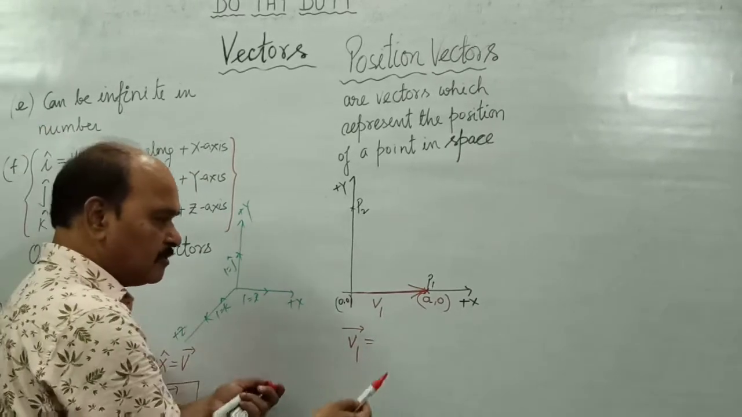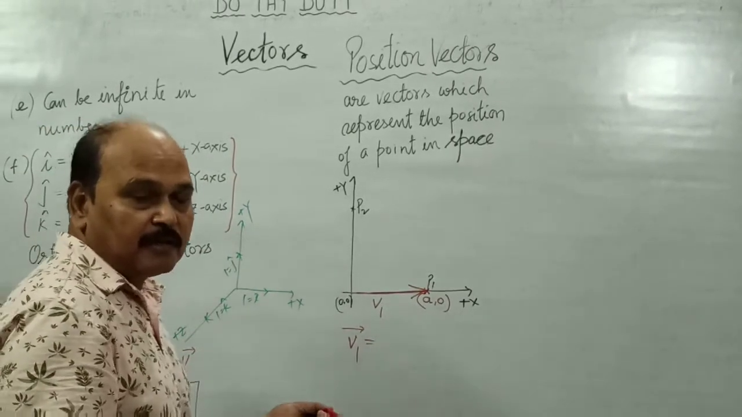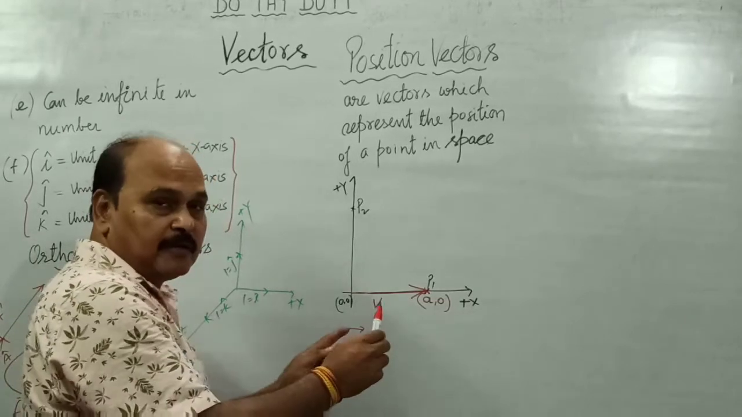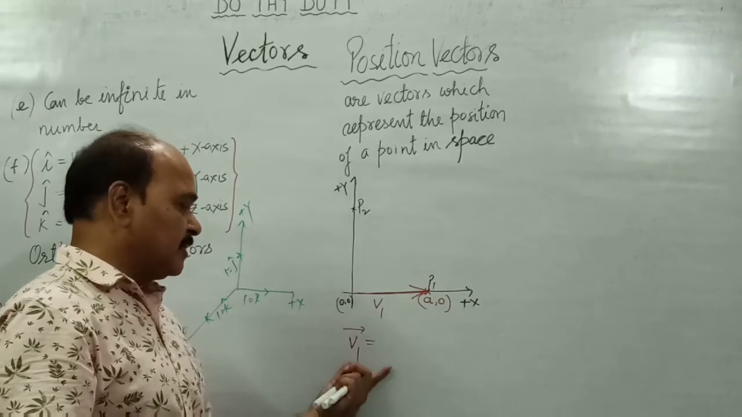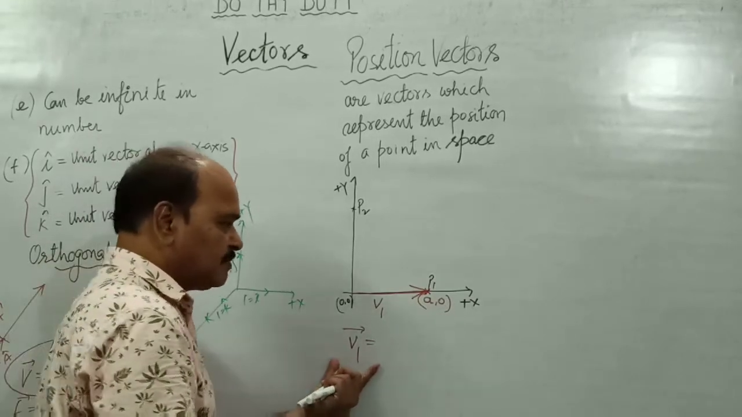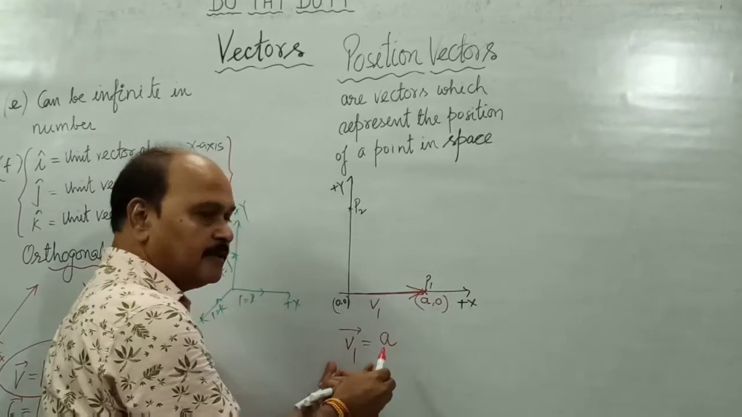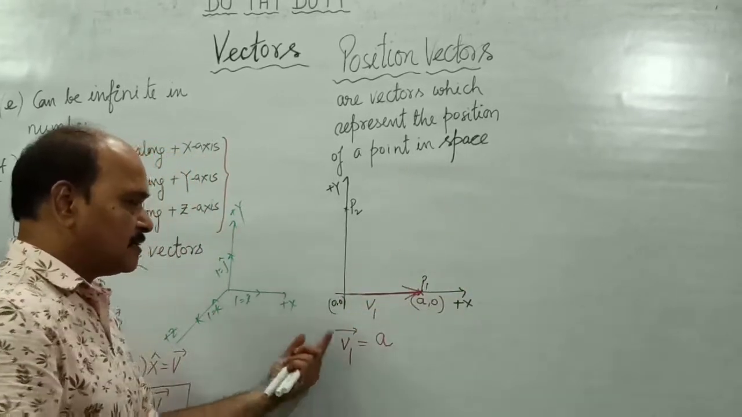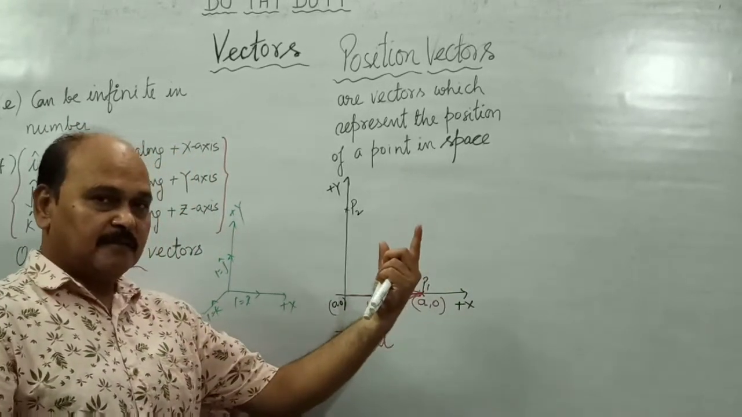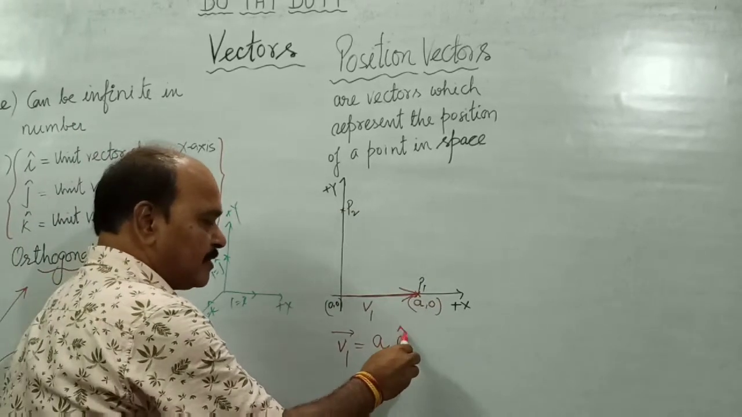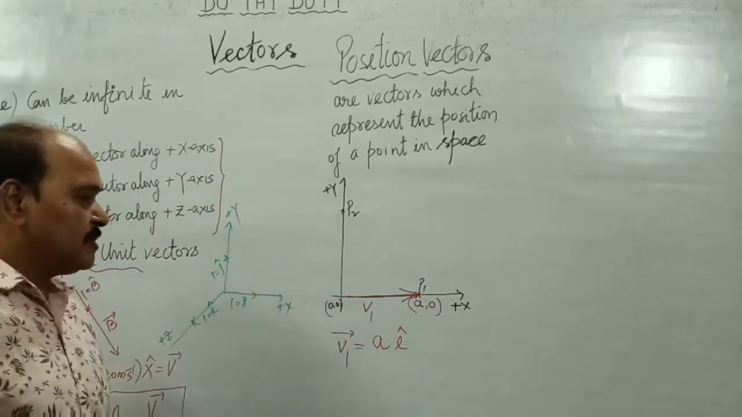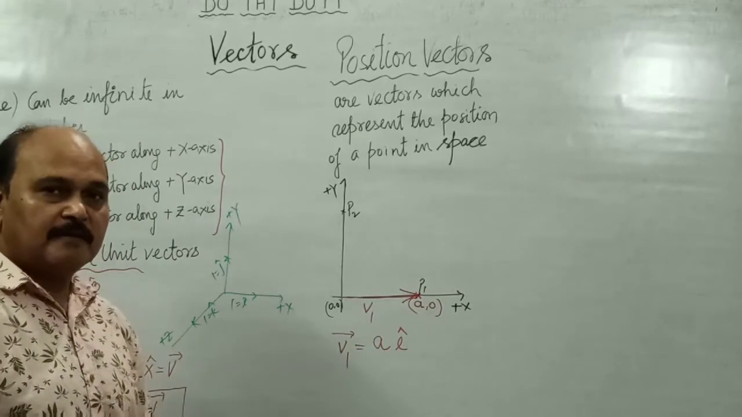What is its magnitude? We know we write a vector as what? Magnitude and its direction. The combination of magnitude and direction makes up the vector. So what is V1 vector? V1 vector has magnitude how much? A. And what is its direction? Its direction is positive x-axis. So what is direction along positive x-axis? I cap. So A I cap is the position vector of this point P1.